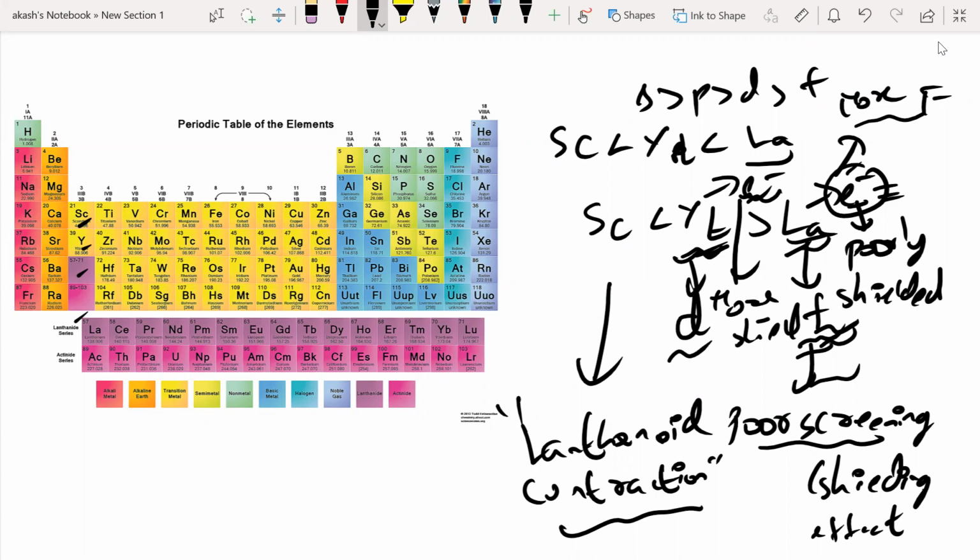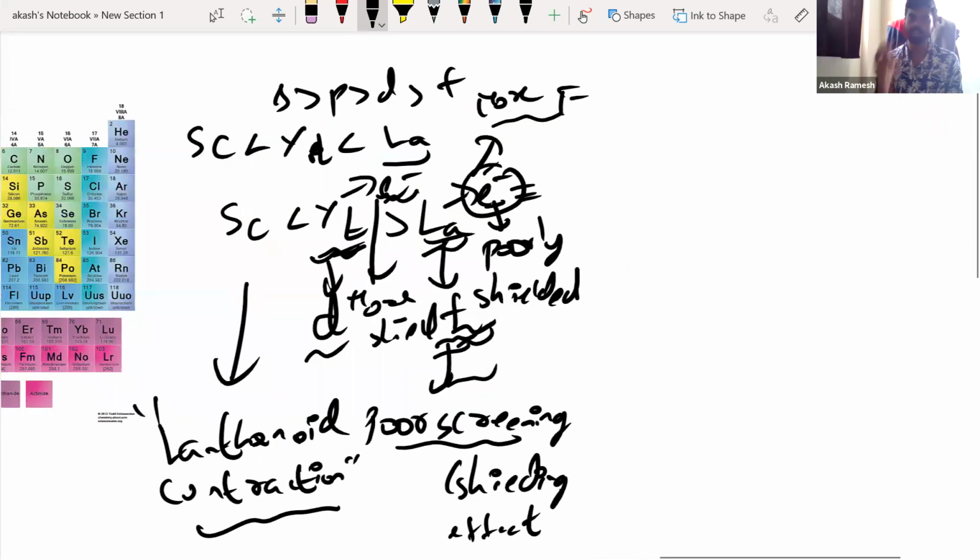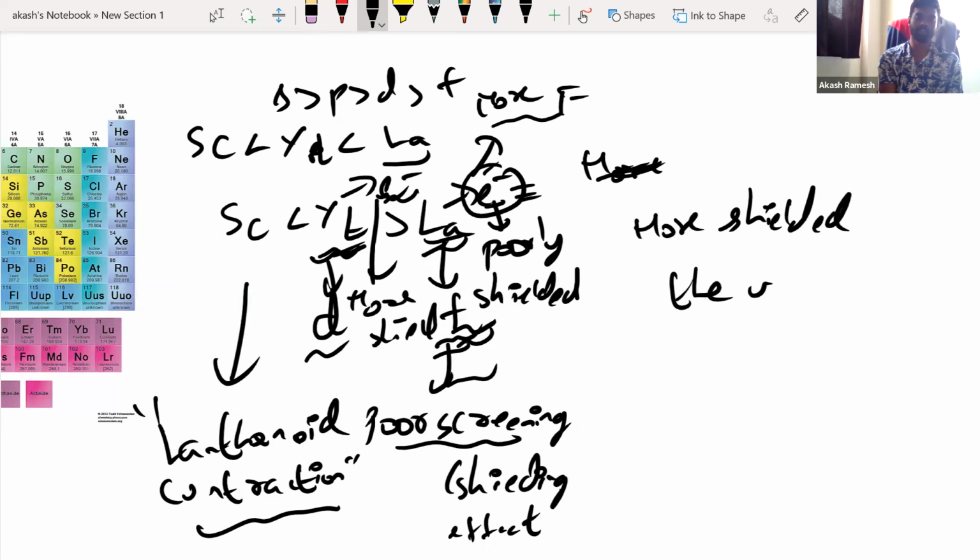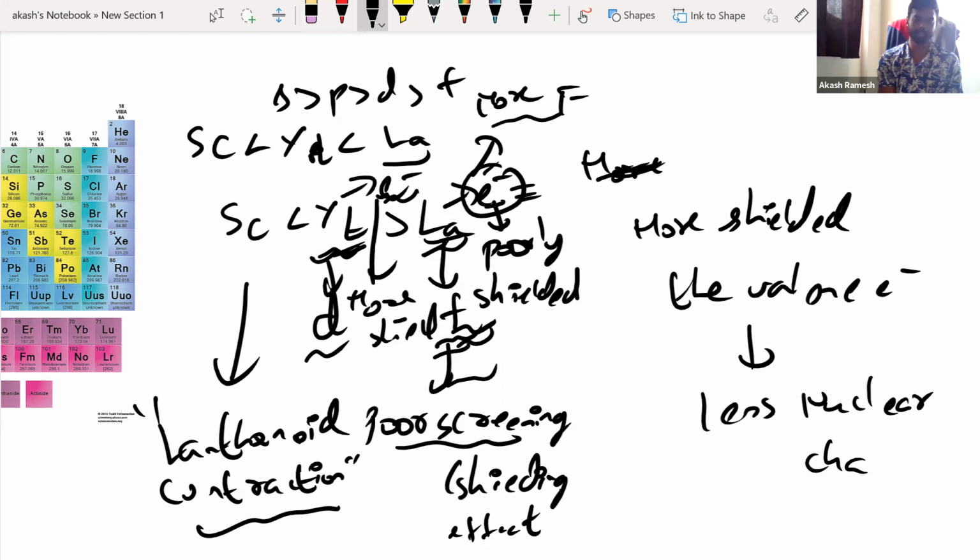Sir, is nuclear charge inversely proportional to screening effect? I would say if the electron is highly shielded, then the more shielded the valence electron is, the less will be the nuclear charge. Obviously, this is the correct way to put it, because if it is more shielded, the inner electrons will take up most of the nuclear charge. So obviously the valence electron will suffer lesser nuclear charge. That way we can say for sure.